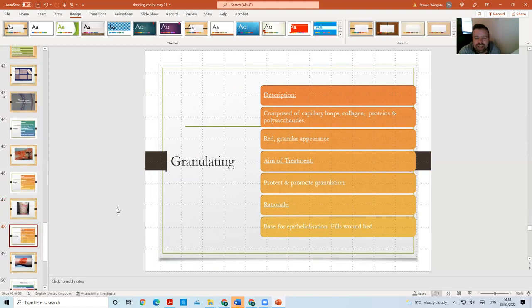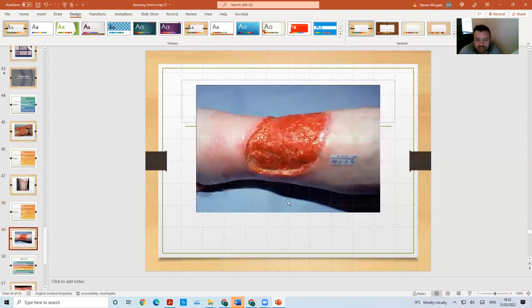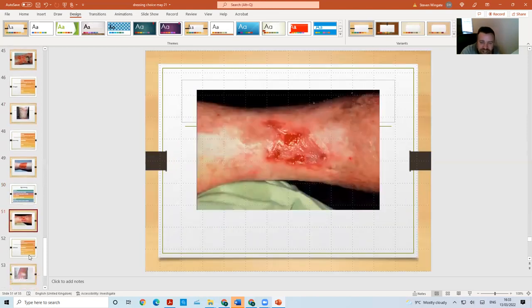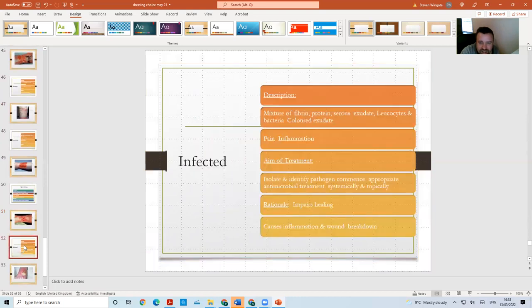Granulating is the capillary looping, the proteins come together, the red granulation appearance. Treatment, protect and promote granulation, so carry on doing what you're doing. And again, that's the granulation where it's all coming up around the side and it's all going a bit lumpy, and that's where you need to be. And the epithelial stage, so the epithelial cells across the wound start to come together, pink in color. Treatment, protect and maintain. So again, you can see there, those are the stages of healing.